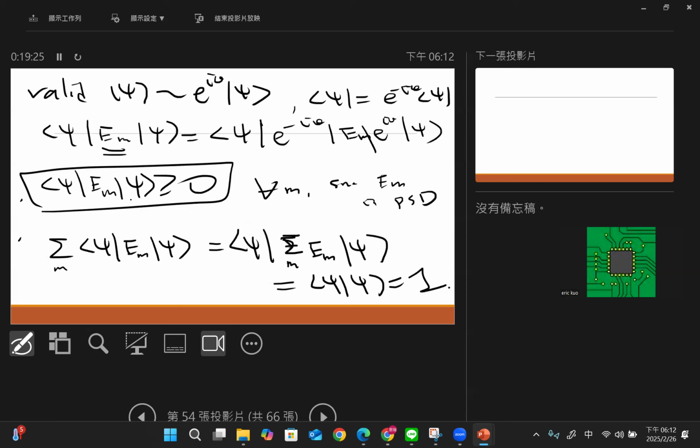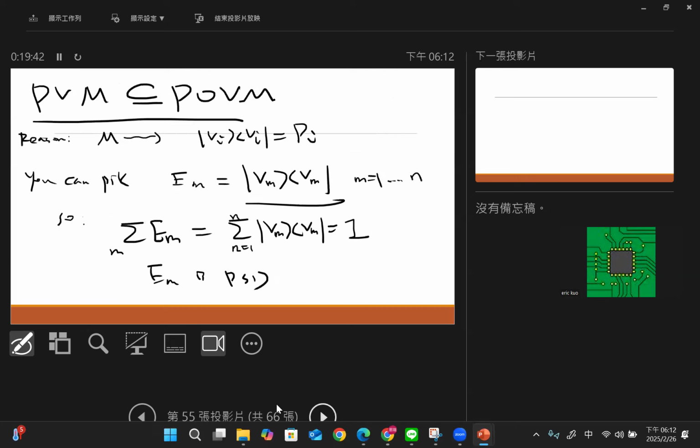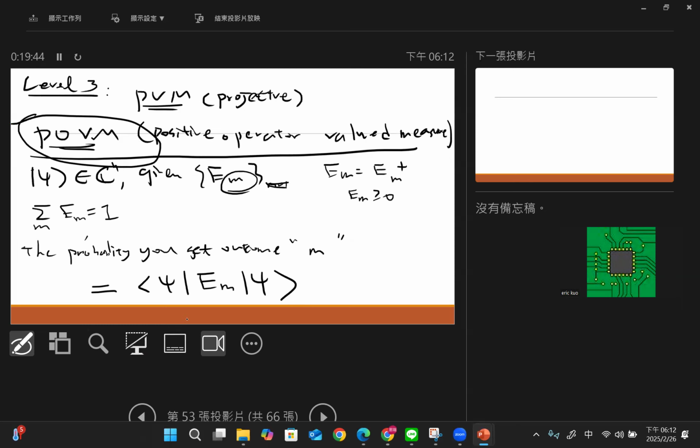Okay, so this is an interesting thing. In quantum information, we will use the so-called generalized measurement. This is the POVM. But there's a problem here, right? I only told you that the probability that you get the outcome M is this. I didn't tell you what the state changes to after you do the measurement. So this definition is unfinished, right?